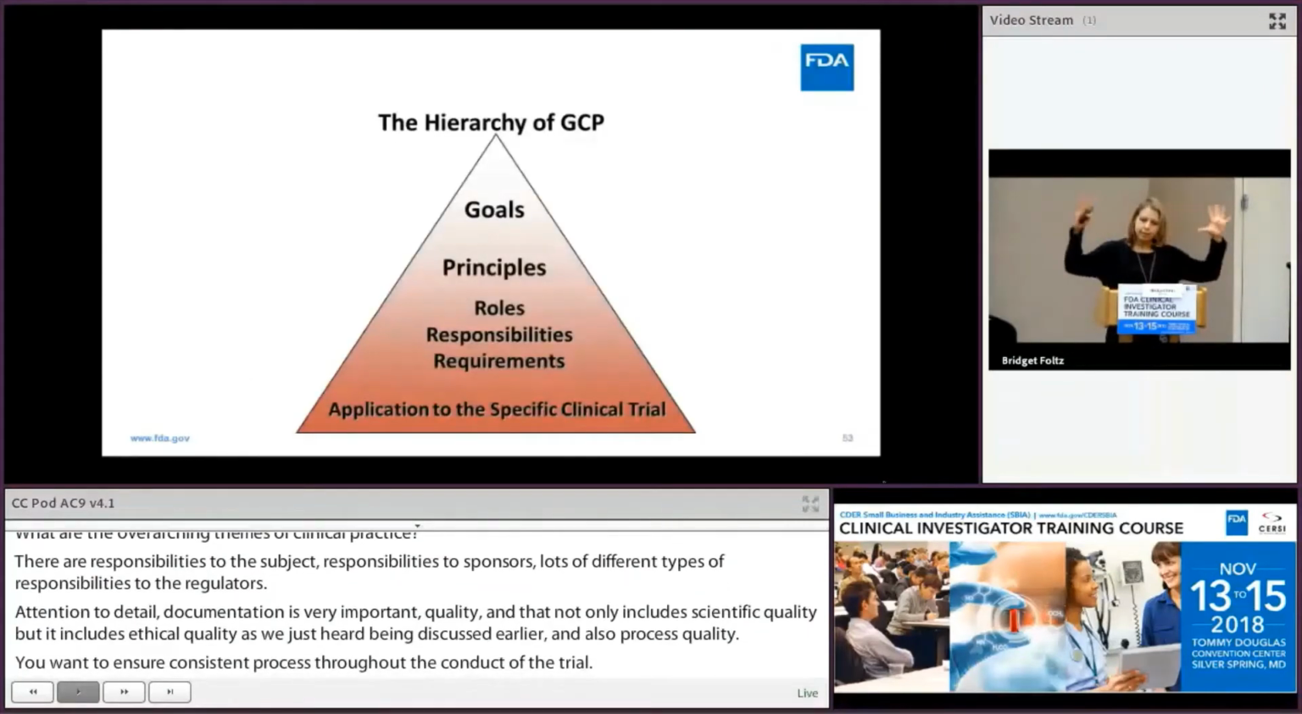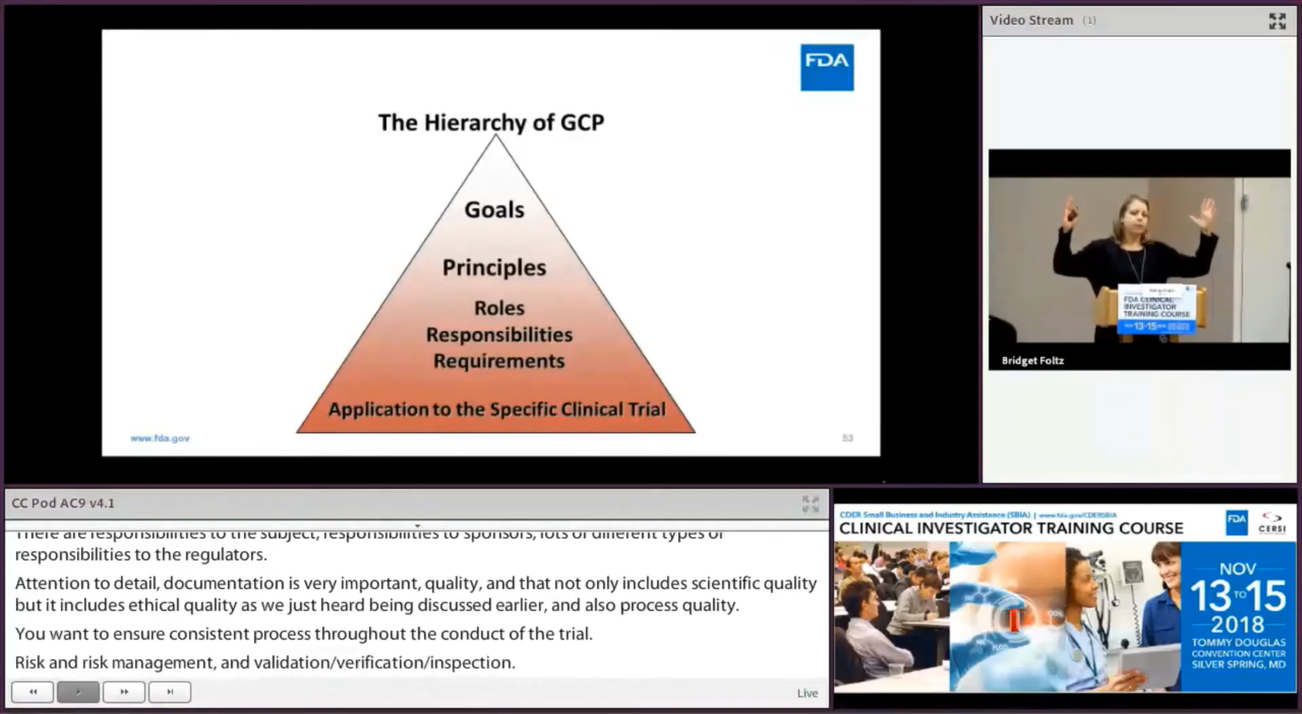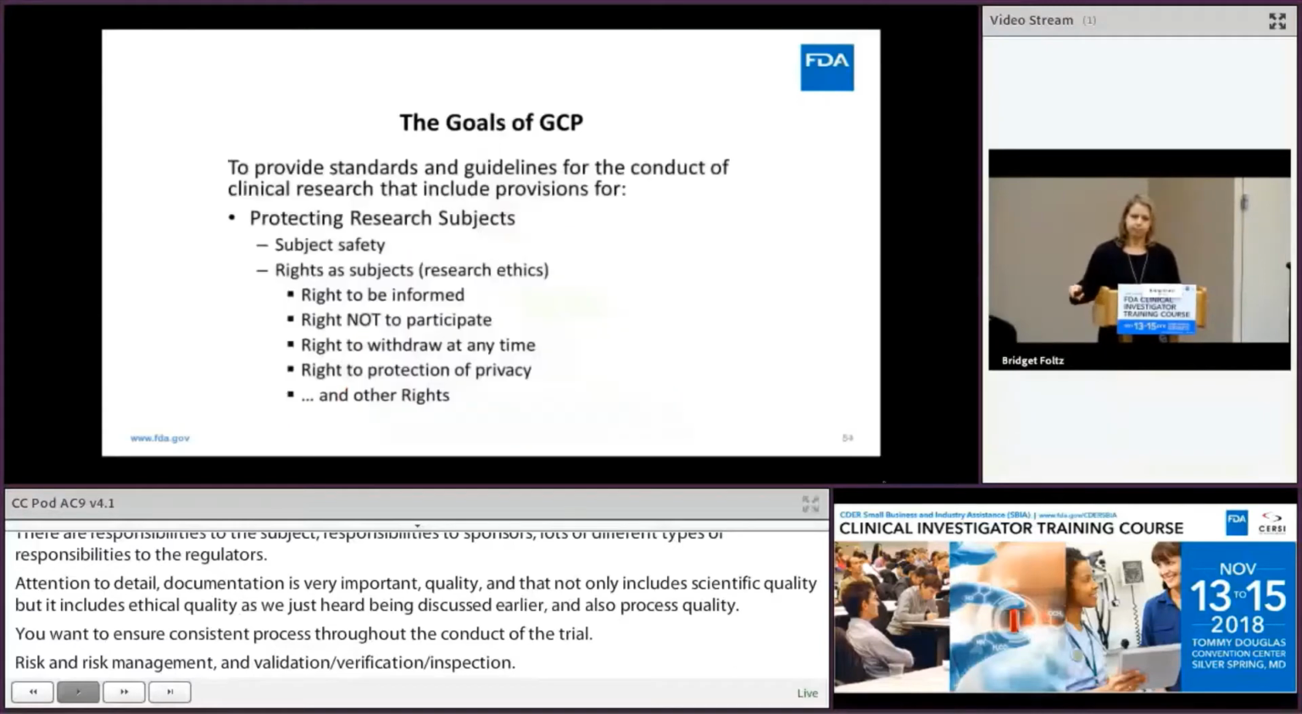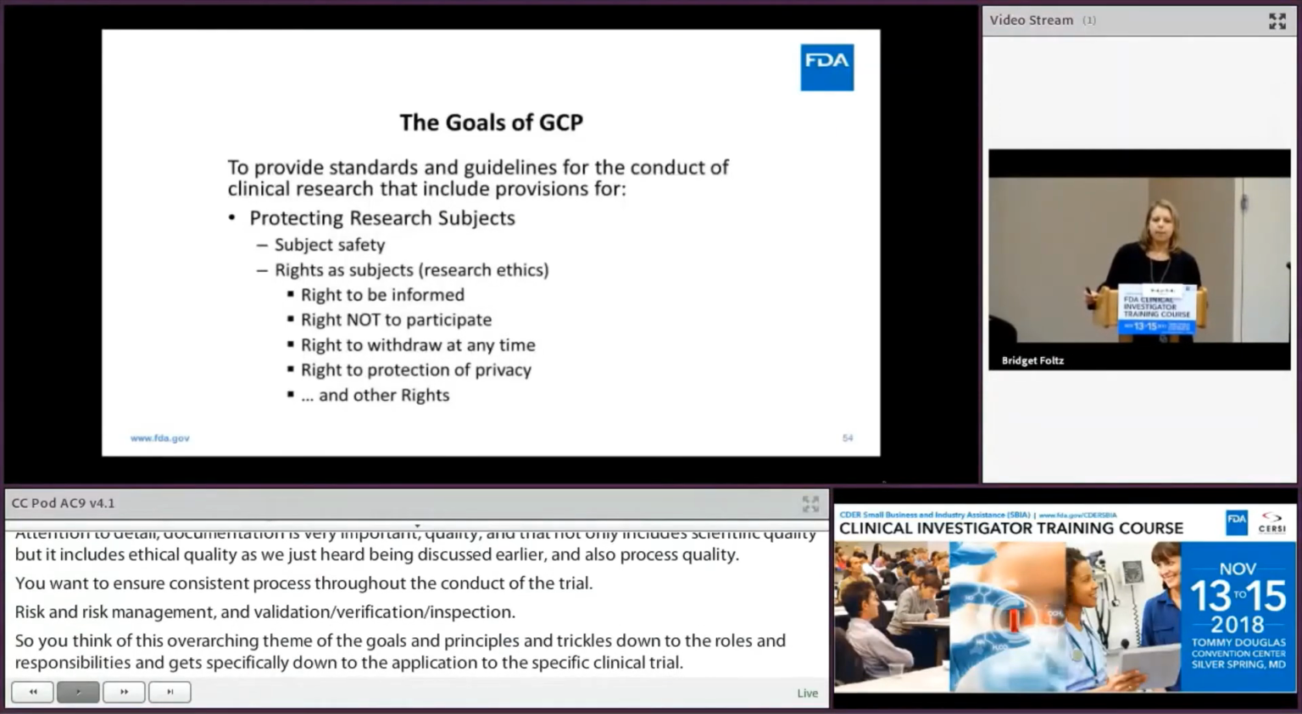So you think of this overarching theme of the goals and principles, trickles down to the roles and responsibilities, and then gets specifically down to the application of the specific clinical trial. So again, the goals of good clinical practice is to provide standards and guidelines for the conduct of clinical research that includes provisions for protecting subjects.